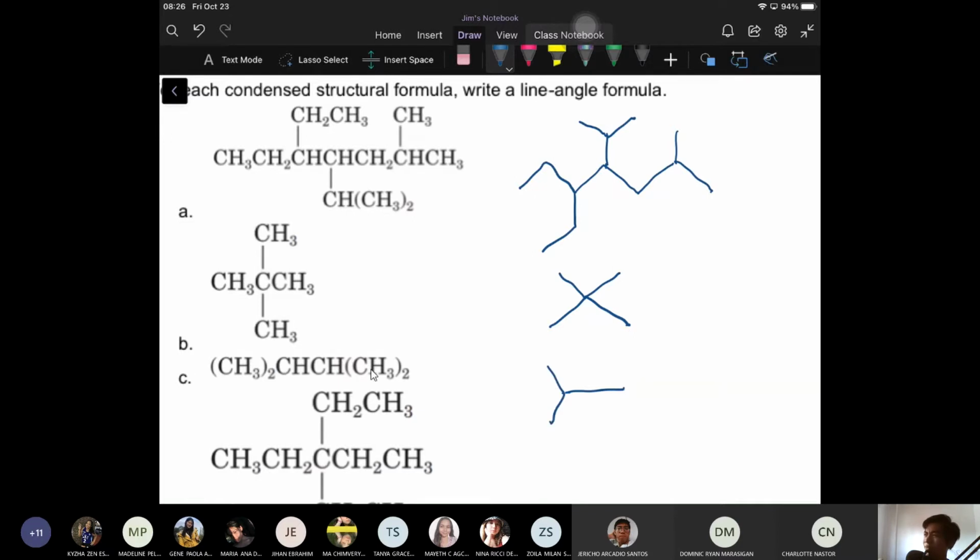CH3, CH3. Ito yung CH. Tapos may dalawang CH3. CH3, CH3, CH. Sa right side naman tayo, you have your CH here. And then may dalawang CH3 connected to it. So, ganun yung pag-interpret. Pag may parenthesis, skip mo muna. Draw mo muna yung walang parenthesis. Okay?